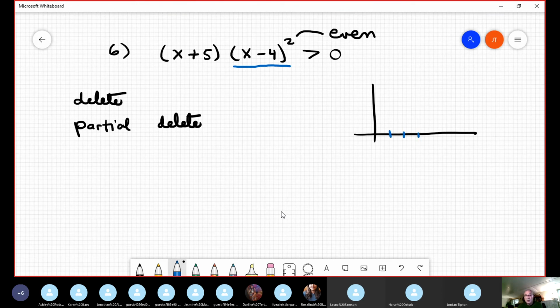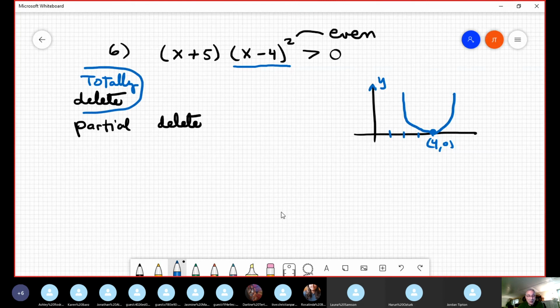1, 2, 3, and 4. This is 4. This is a parabola that opens up, and the vertex is located at the point 4, 0. But this parabola is always positive. Do you see? This is the y-axis, except at 4. It's 0. So what is the conclusion? What is it, totally delete or partial delete?